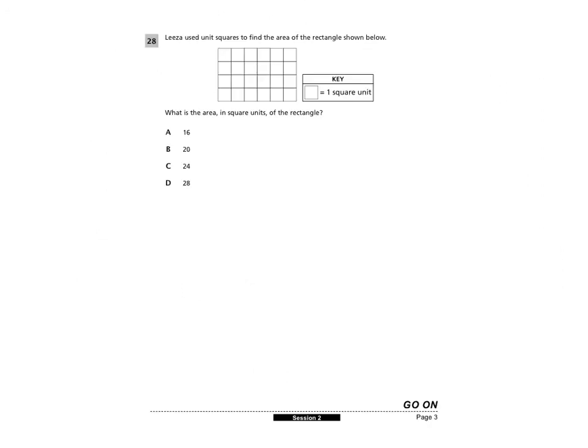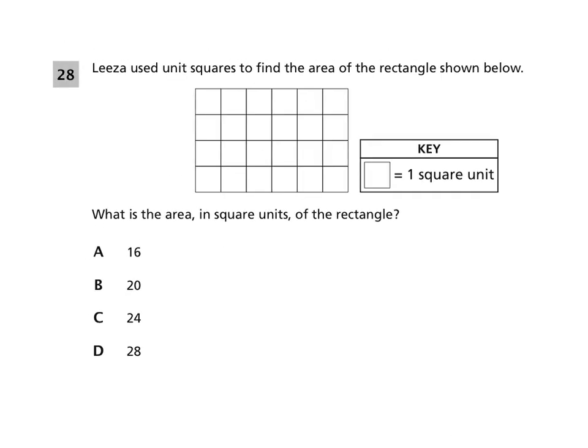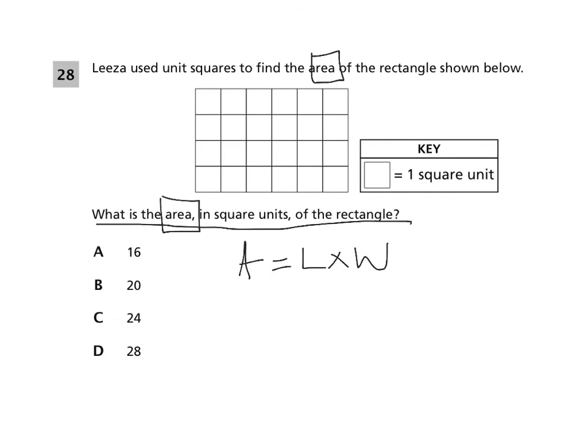Moving on to our last question. Lisa used unit squares to find the area of the rectangle shown below. What is the area in square units of the rectangle? We know area is length times width. So we're going to go ahead and we're very lucky with this problem because it's set up as an array. Also, you could just count the tiles if you wanted, but we're good enough to use multiplication here.